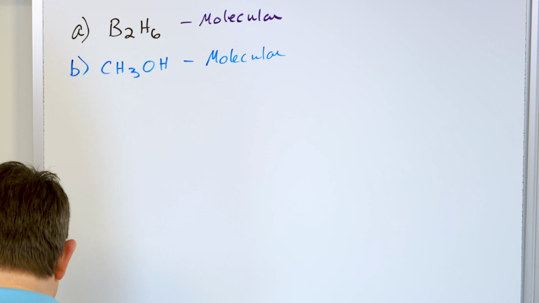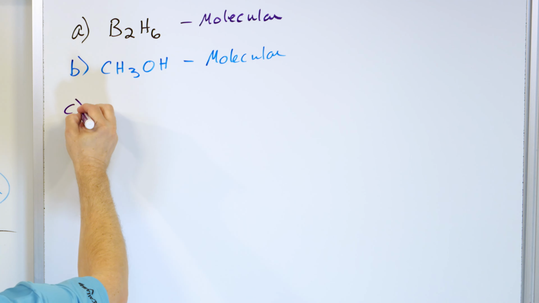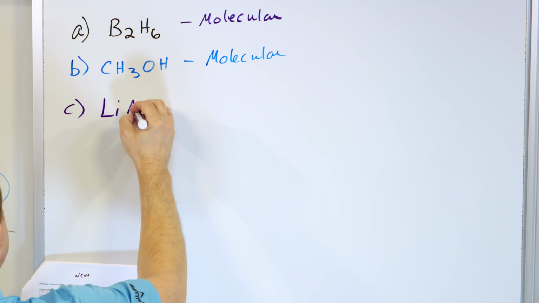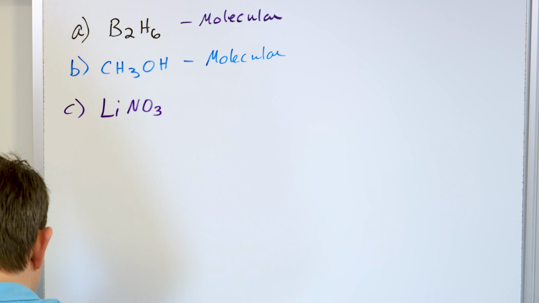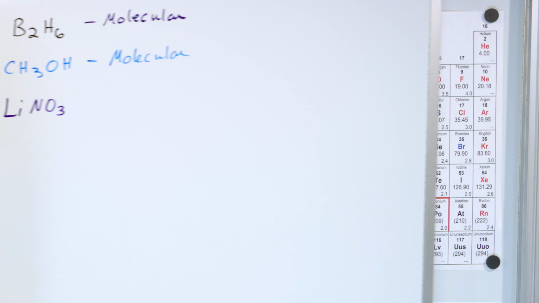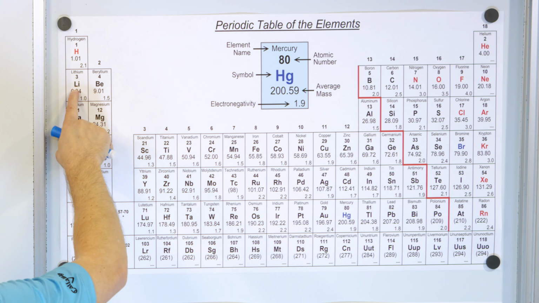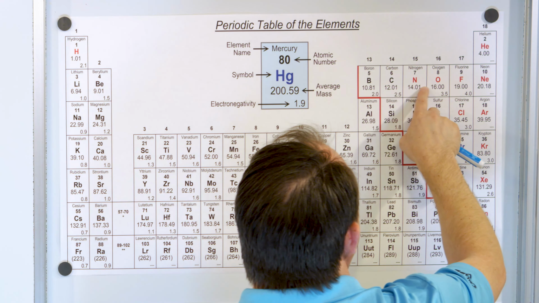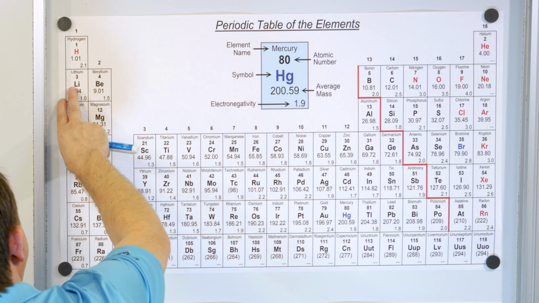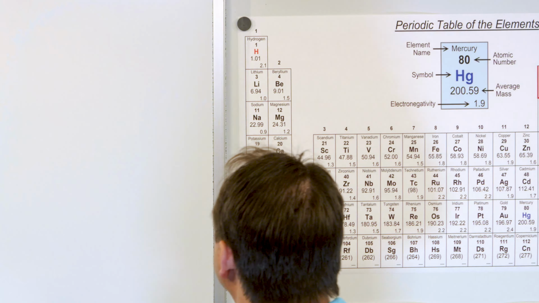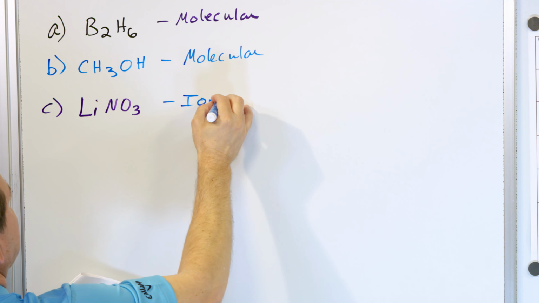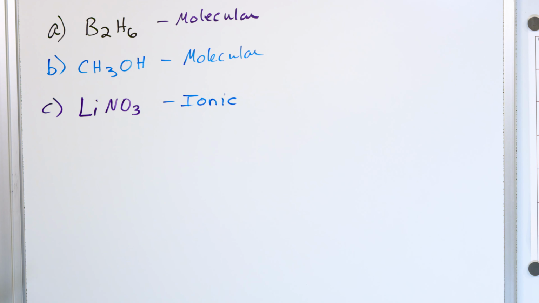Molecular. All right, let's take a look at part C. We have lithium right here, and then we have NO3. So lithium is on the left. If you're not sure, go over here and see lithium on the left. And then on the right, we have nitrogen and oxygens, all on the right. So we have some kind of metal and then some other nonmetals. Because we have metals and nonmetals, this is ionic. This is an ionic bond that's going on here.